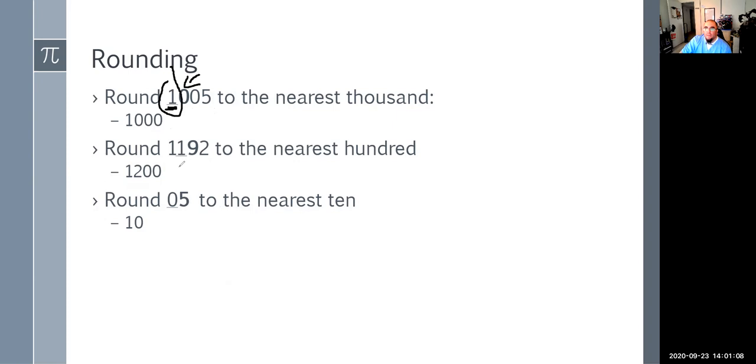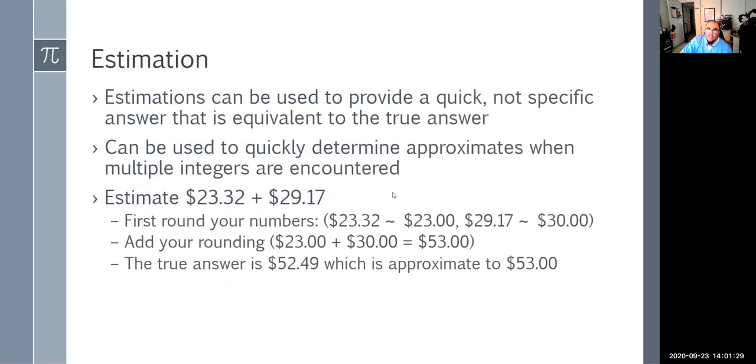Here we have round to the nearest 100. That's what we're rounding to. Our number is 9, so we're gonna round up. Rounding to the nearest 100 is 1200. Rounding 5 to the nearest 10, our position is a 0, but that's a 5, so we're gonna go up, and that equals 10. Why is it important for estimation, right? It helps us estimate and provide quicker answers.